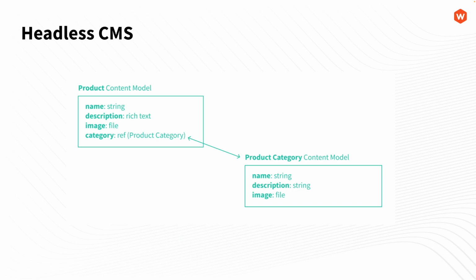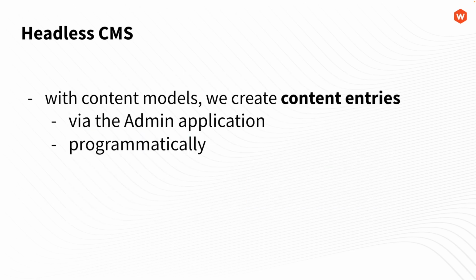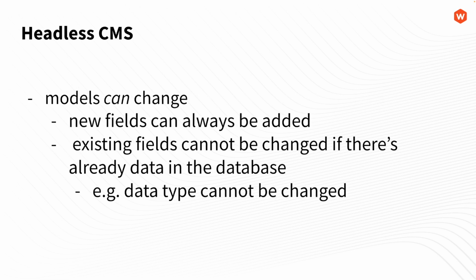Every content model essentially consists of one or more fields. A field can be a simple string, a list of strings, a number, maybe rich text, an object, and so on. Once a model is defined, ultimately we proceed by creating entries which are based on the content model that we just created. One thing that's also worth mentioning is that along the way content models can change. For example, we can freely add new fields if need be. When it comes to existing fields, there are some restrictions that come into play if there's already data in the database. For example, if that's true, we cannot change the data type of a field.